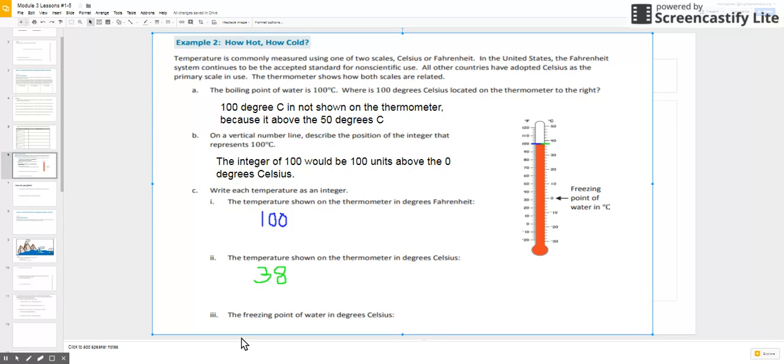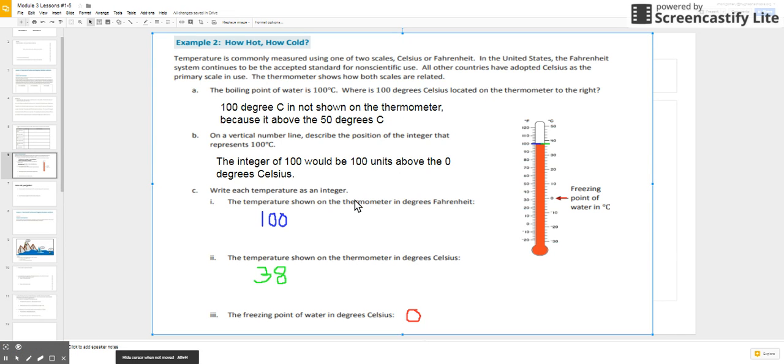And the last one we're going to do together, it says the freezing point of water in degrees Celsius. Right here it says freezing point of water in Celsius, and of course it's pointing right at the 0 mark. The freezing point for water in Celsius is 0 degrees, or just simply 0. If we look at the other side, it's actually 32 degrees Fahrenheit. But it doesn't ask us that, so we don't need to write that down.